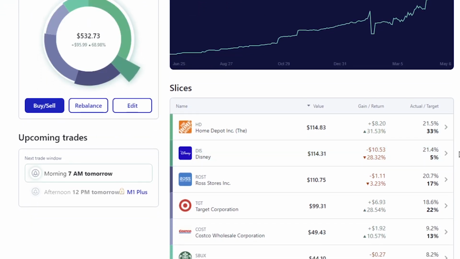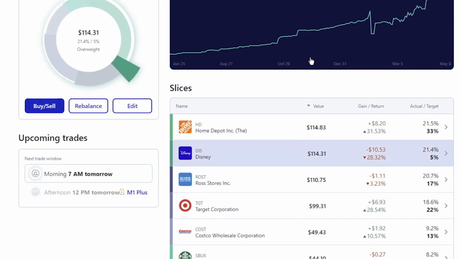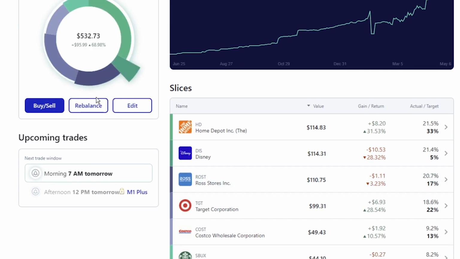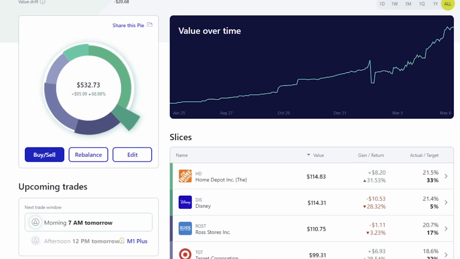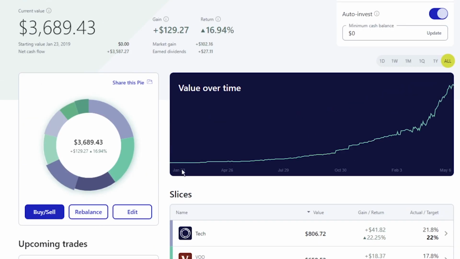So effectively, if I hit the rebalance button just in this pie, it's only going to buy and sell in this section by itself, versus if I do the buy and sell on the overall portfolio. So there are differences in ways you can rebalance if you wanted to.